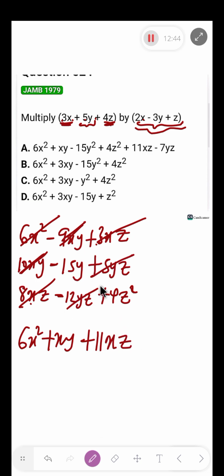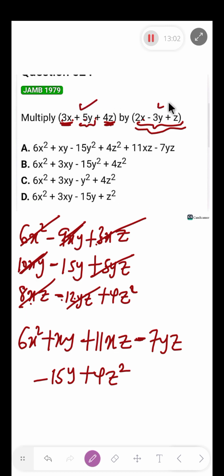So what else do I have? I have yz, I have yz. Plus 5 minus 12, that should be minus 7yz. And lastly, I have minus 15y squared, and I have plus 4z squared. Please take note of that, I'm sorry for that. So therefore, for the final answer, I can see 6x squared, I can see xy, I can see my 15y squared here, I can see plus 4z squared, I can see plus 11xz. So A is also correct in this case. I think that's clear enough.